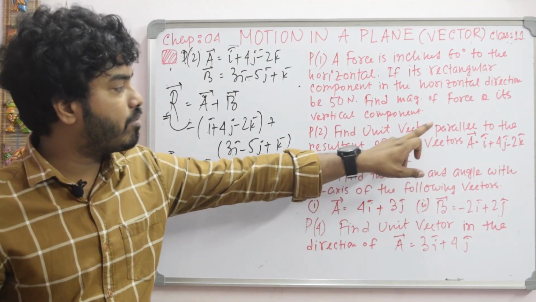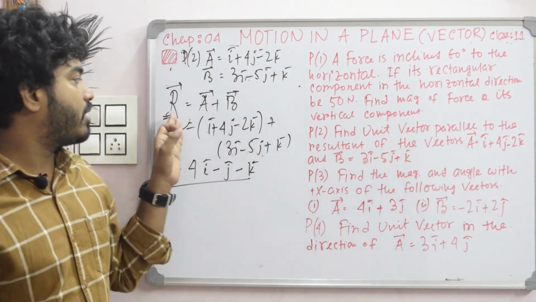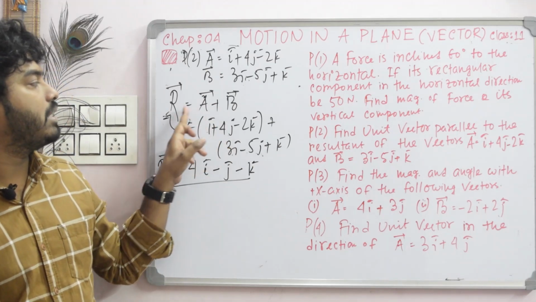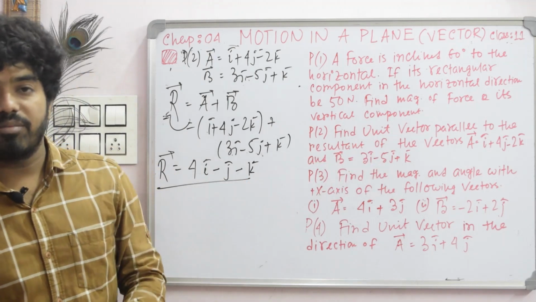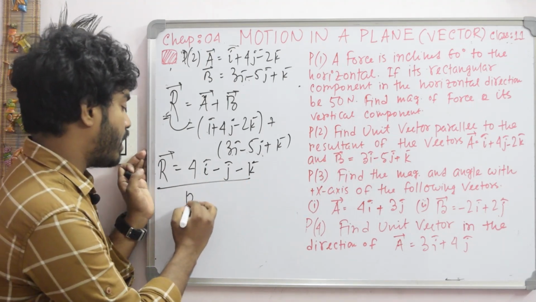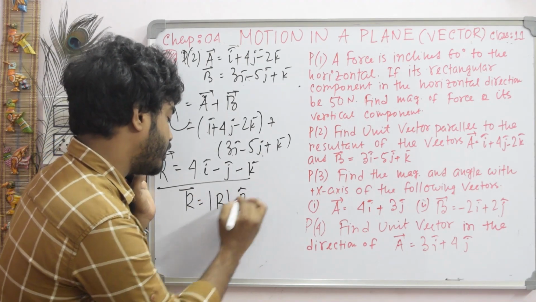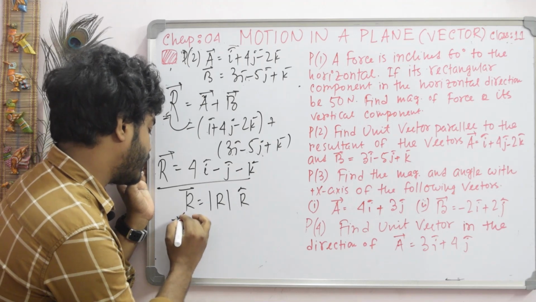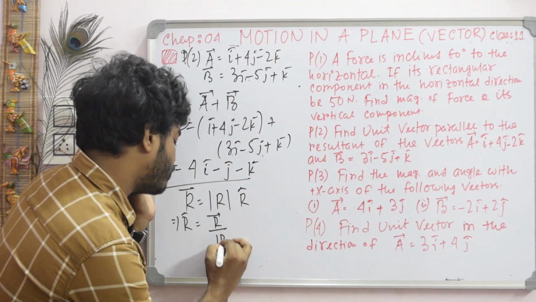Find the unit vector parallel to the resultant of vector a and b. So at first you find out the resultant of a and b, that is r. Then you find out the unit vector, that means here you have to find out the unit vector of r. So you know r vector is equal to magnitude value of r into its unit vector. So its unit vector r cap will be r vector divided by its magnitude value.